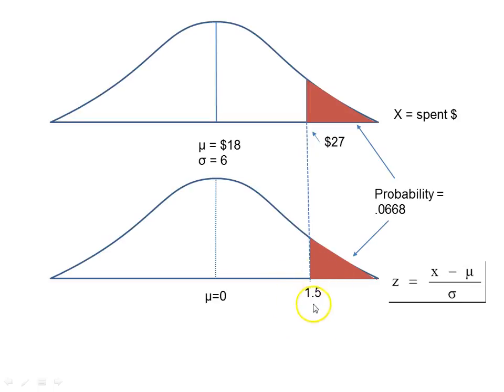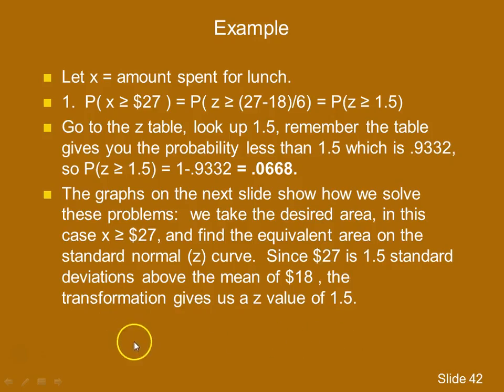If you look up 1.5 in your z-table, it'll give you all probability below there. But again, we're going to have to subtract from 1 to get the probability that we want, and that answer is 0.0668, as explained here on the previous slide.